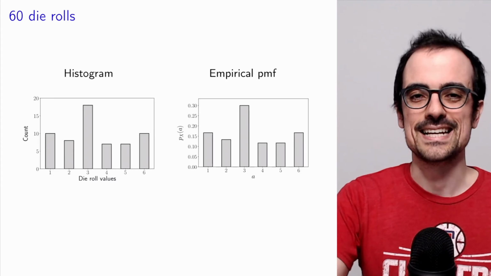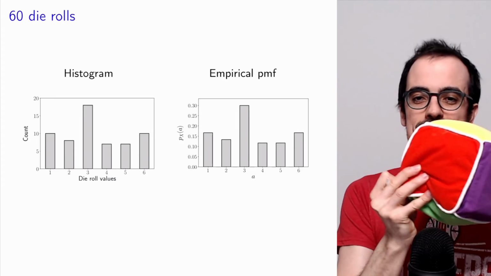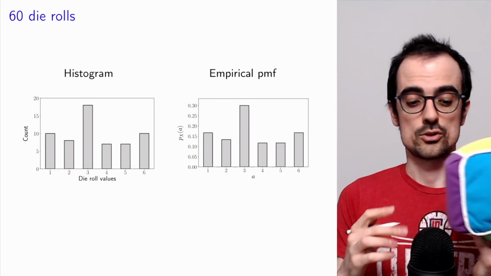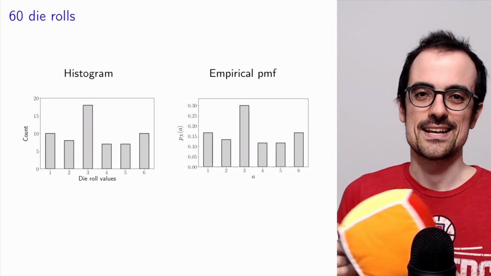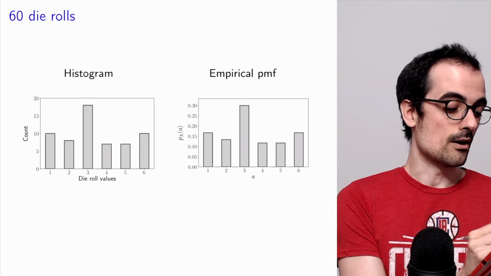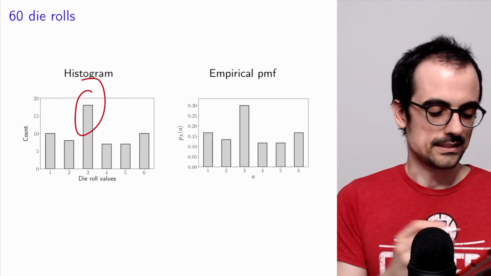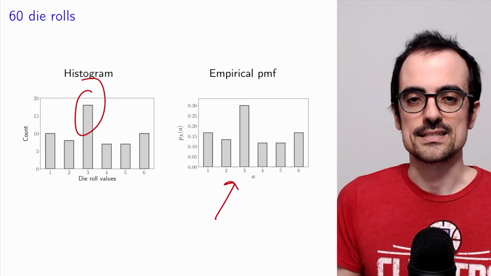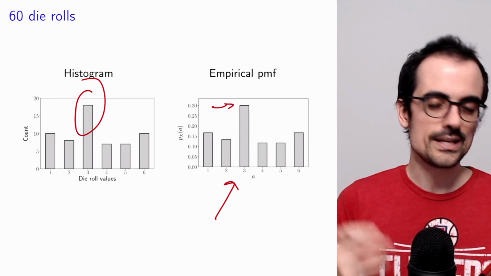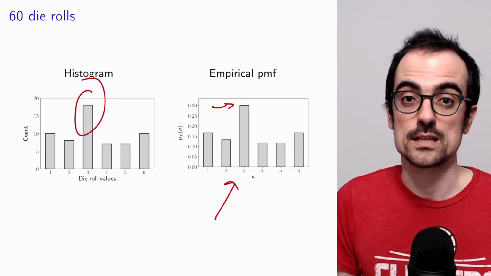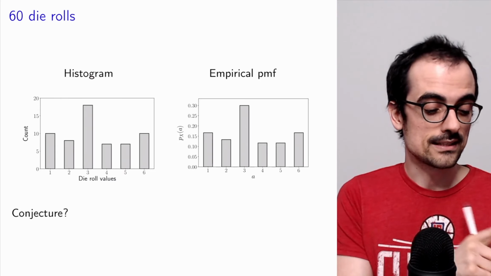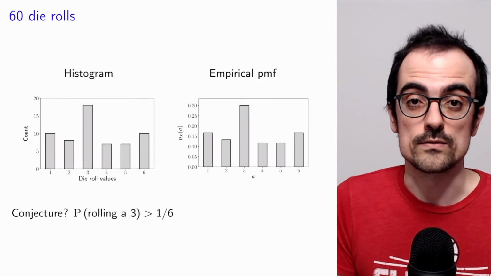Let's take a look at the data obtained with this die. So here, the numbers correspond to colors. In particular, purple is number 3. And what we observe is that there are a lot of 3s. This is just the empirical PMF where we have normalized the counts. We see that the empirical probability of a 3 is much higher than 1 divided by 6. So here, a natural conjecture is that the probability of a 3 is larger than 1 over 6.